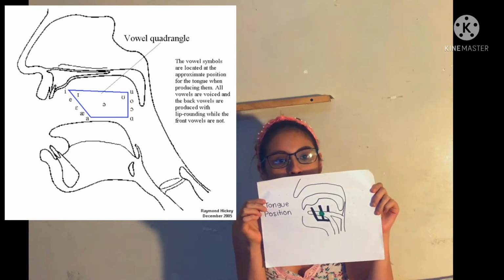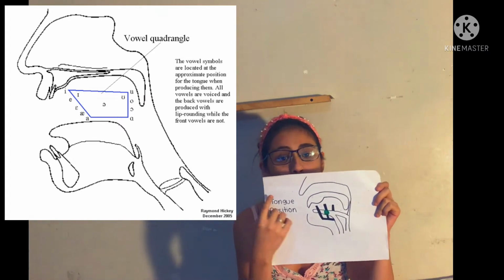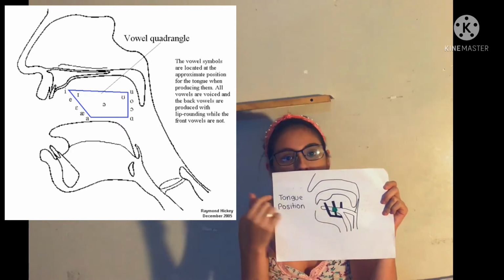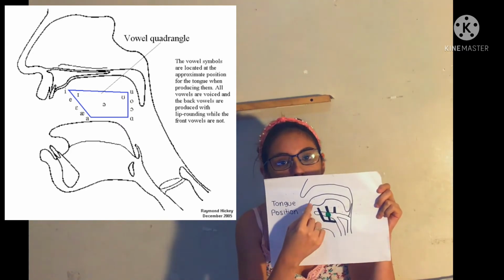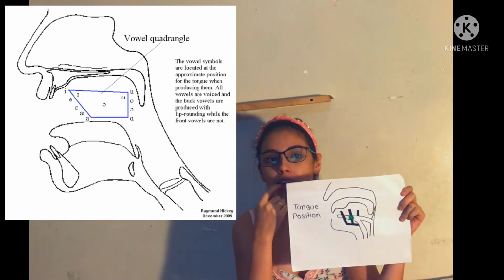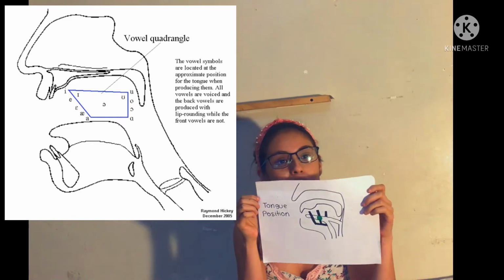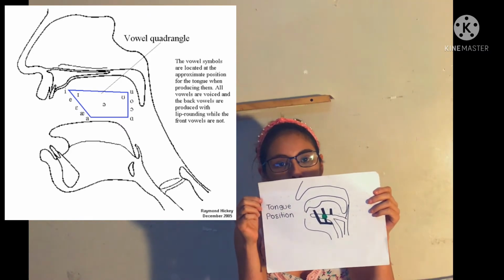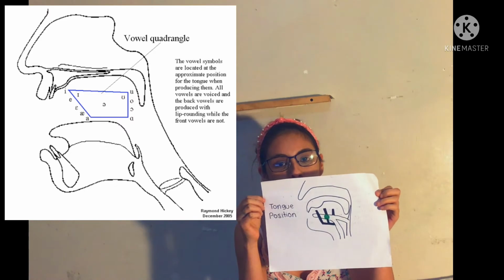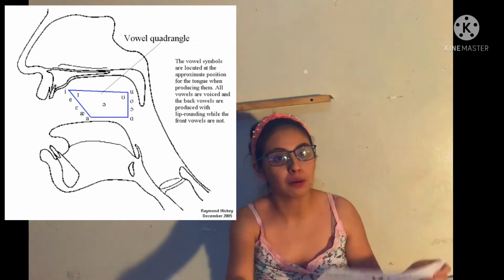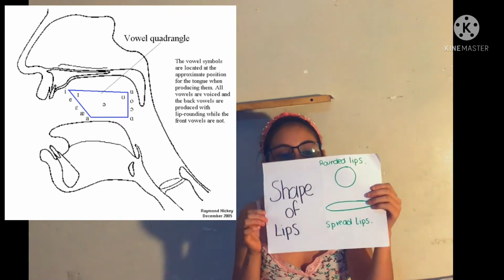This drawing that I show here is the image of a face with a mouth. The green is the tongue, and here inside this mouth the IPA table is shown. In phonetics, the position of the tongue and lips is very important for correct pronunciation.